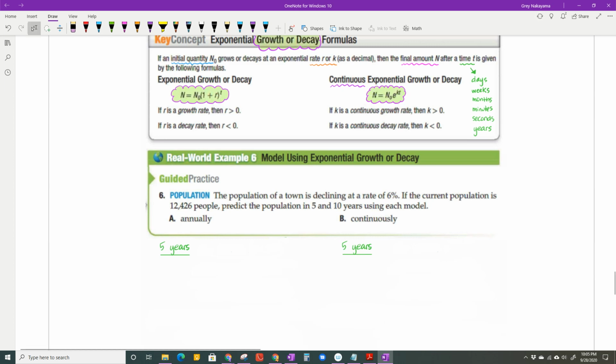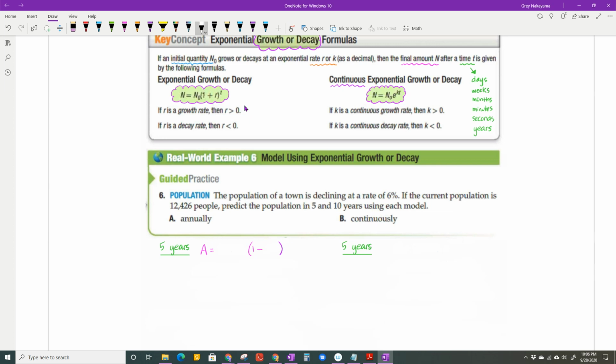Okay, so our first real world example, population. The population of a town is declining at a rate of 6%. Okay, pay attention to declining. Okay, so we'll keep going. If the current population is 12,426 people, predict the population in 5 and 10 years using each model. So I'm going to do the two models using 5 years. Okay, so when I plug it in, so this one annually means I'm going to use just exponential growth and decay. I'm looking for the ending amount.